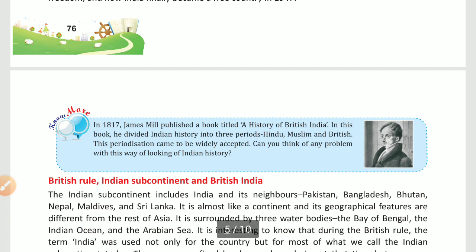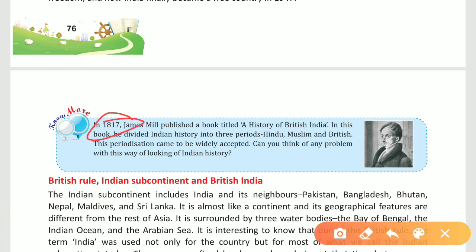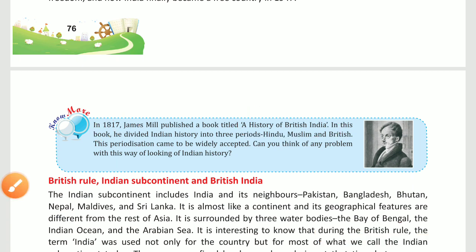It is also one important new question that is there. In 1817, James Mill published a book titled A History of British India. That means your question will be asked: which book was published by James Mill and in which year? The year is 1817. The name of the book is A History of British India.